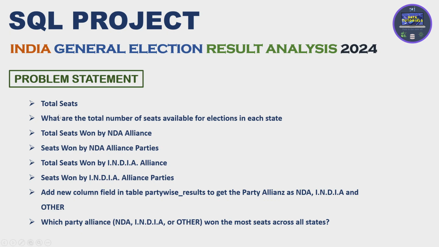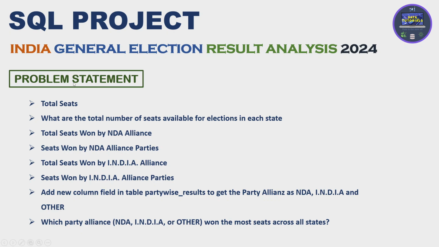So total seats is nothing but, for the total Lok Sabha elections, from all the states and all the constituencies which we have. So whatever the total constituencies are, that is nothing but the total seats we have, right? Then we are going to find out the total number of seats available for election in each state. So we are going to find the distribution of seats state-wise, right?